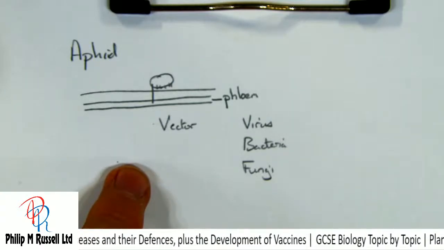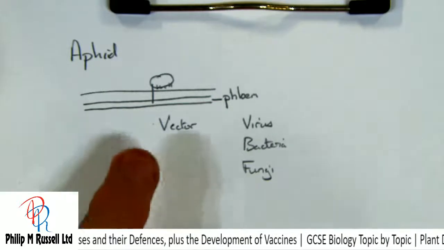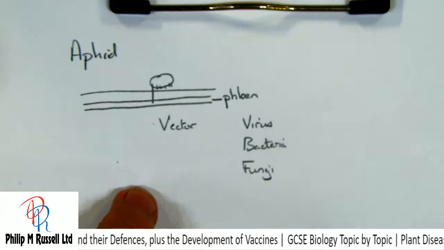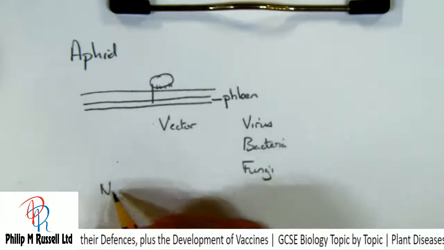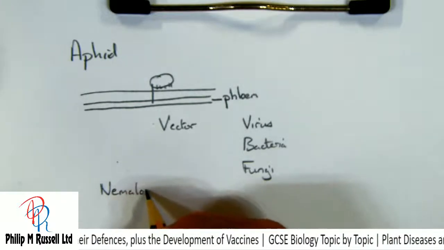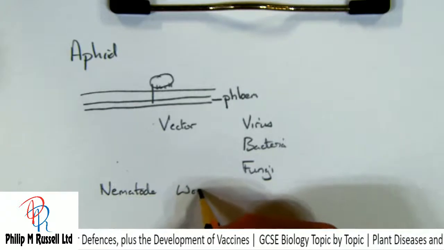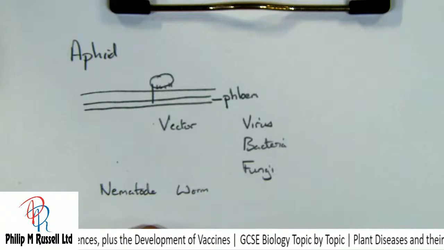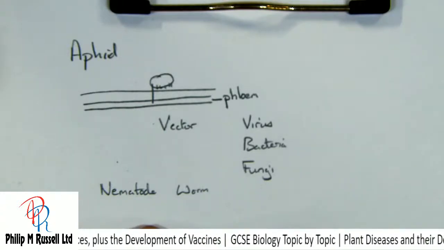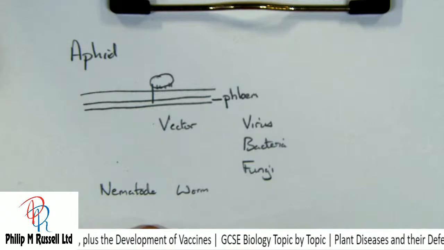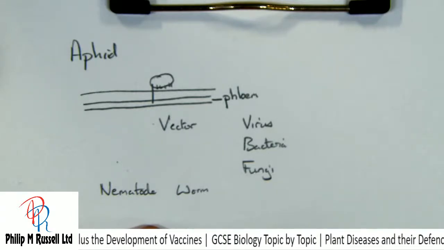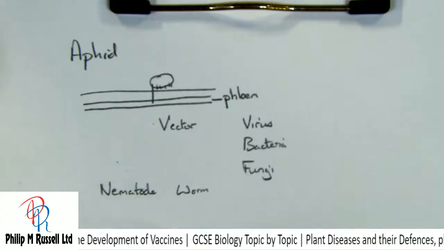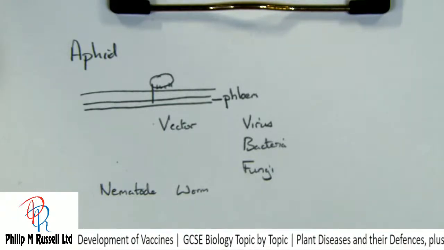There are some other things that are going to get in, and there are some special little worms, and these are called nematode worms. And these nematode worms, they can burrow into the plant, they can feed on the plant roots, and that means the plant couldn't take up necessarily water, mineral ions, and it's going to try and die.